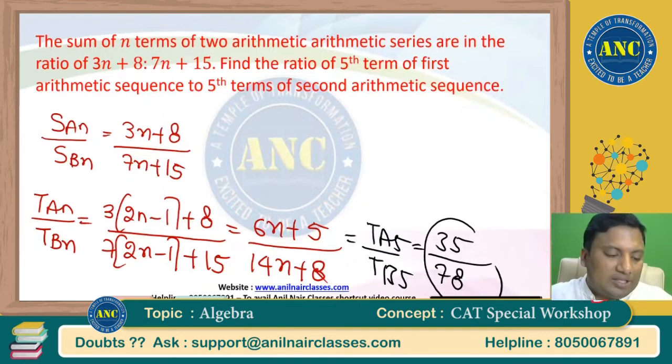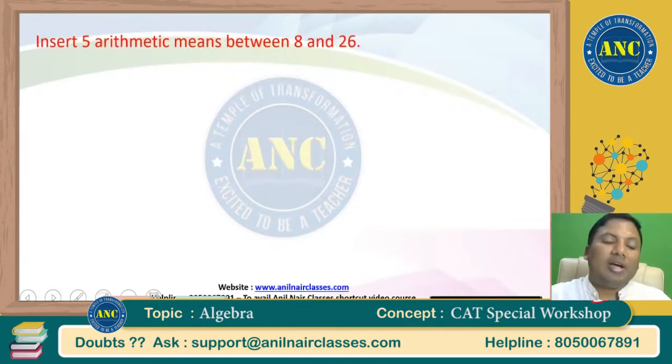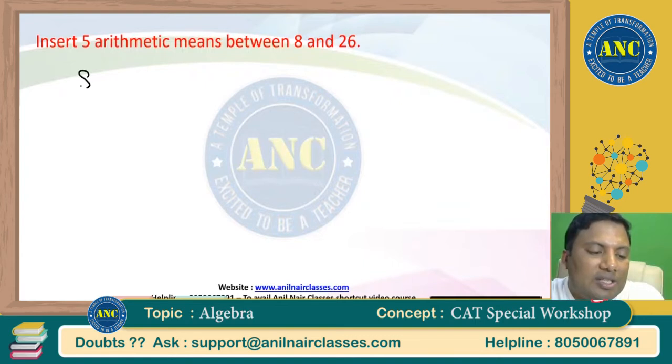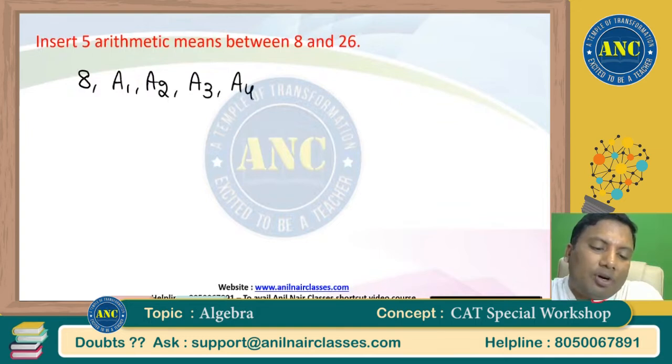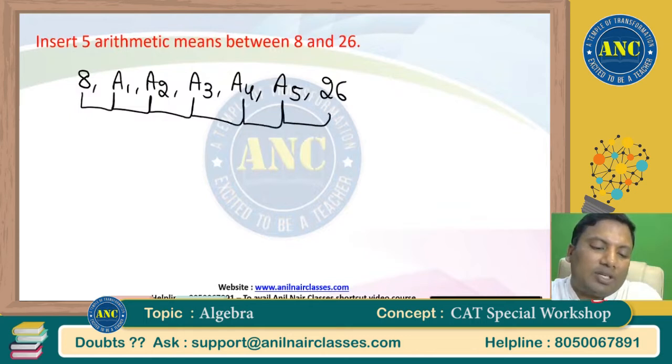If I replace n by 2n minus 1. Next one. Insert 5 arithmetic means between 8 and 26. 5 arithmetic means A1, A2, A3, A4, A5 and it is 26. Very easy question. How many gaps are there? One gap, second gap, third gap, fourth gap, fifth gap, sixth gap. 6 gaps are there. From 8 it became 26.